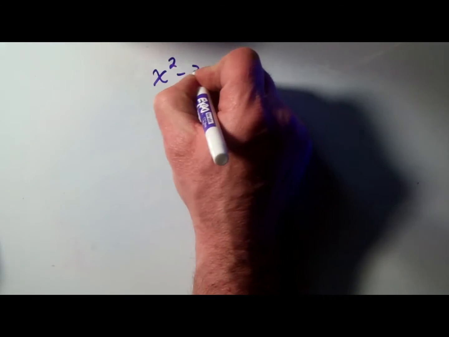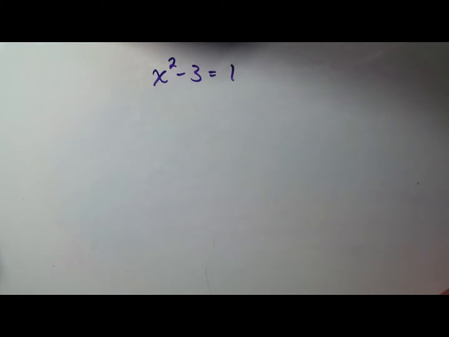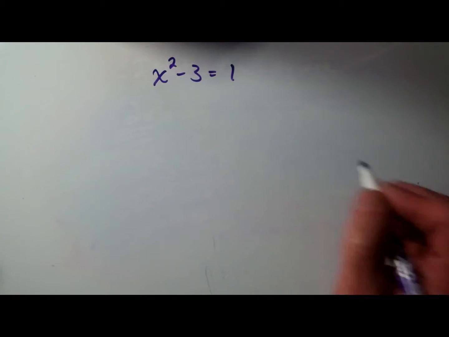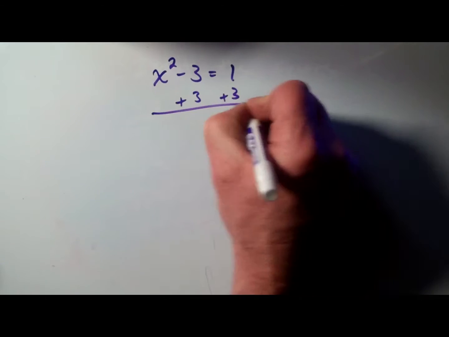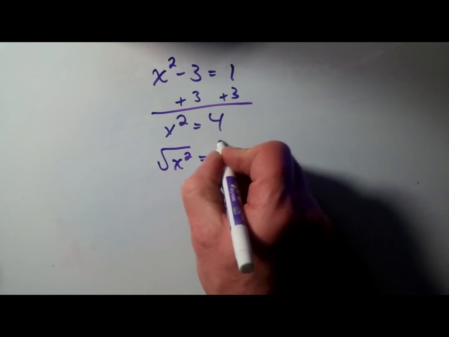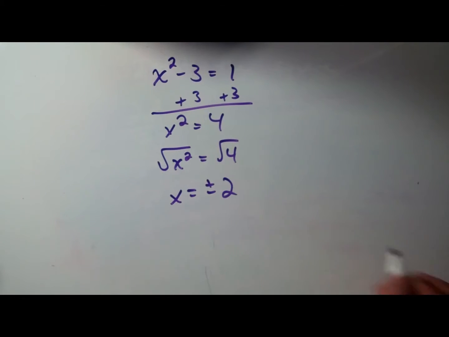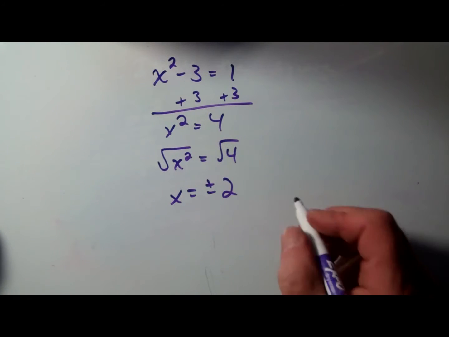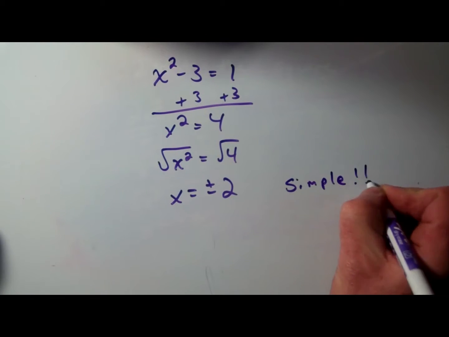Next, we have x squared minus 3 equals 1. Again, you got to get this square by itself. So I need to add 3 to both sides. I end up with x squared equals 4. And just like before, I'm going to take the square root of both sides. X equals plus or minus 2.